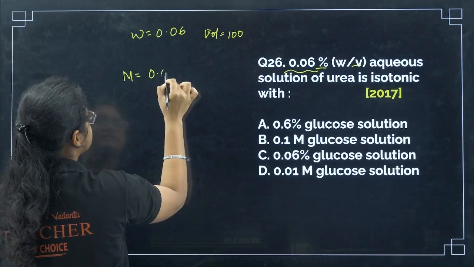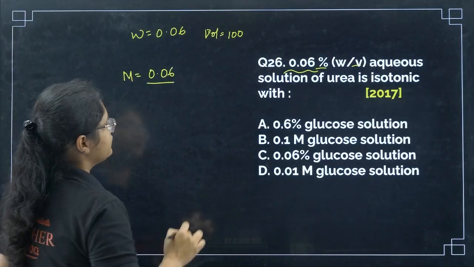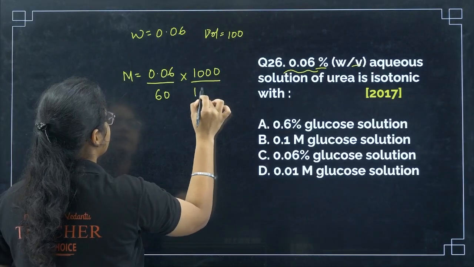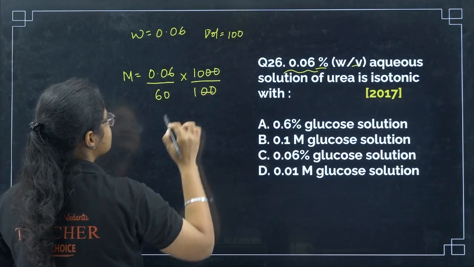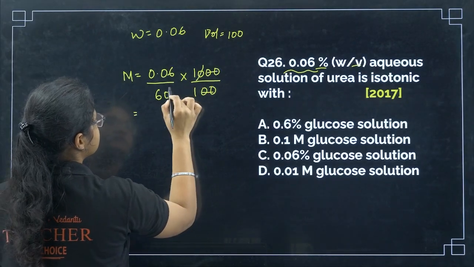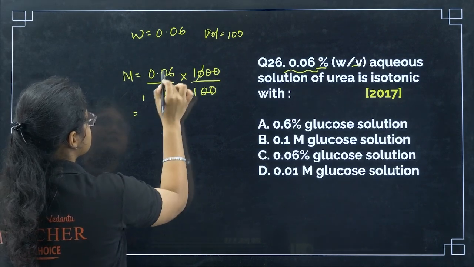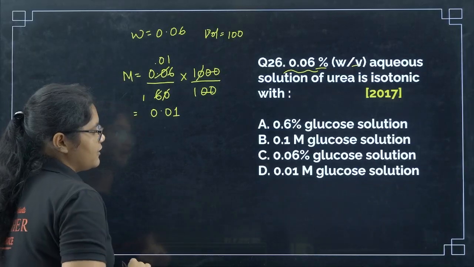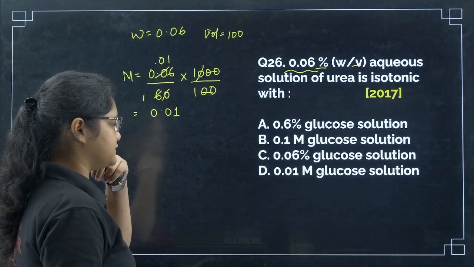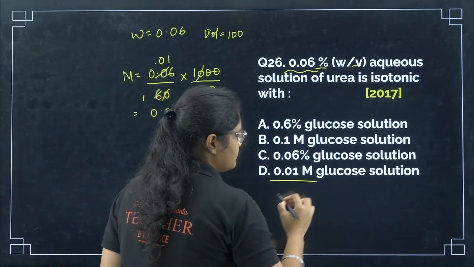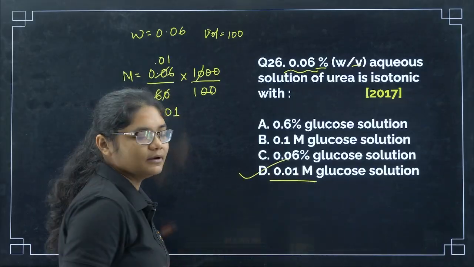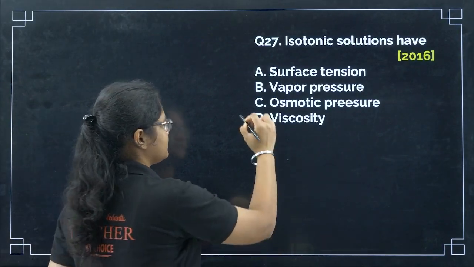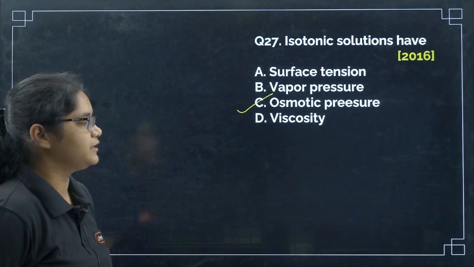So I can have 0.06 divided by urea mass is 60 into 1000 by 100. Right? So I can cancel this one. I will have this 0, this 0. 6 ones are 6. So I will have 0.01 molarity. So I have to check where the molarity is 0.01. I can find here directly 0.01 is the option. So option number D here. Next, isotonic solutions have, this is by definition, same osmotic pressure.